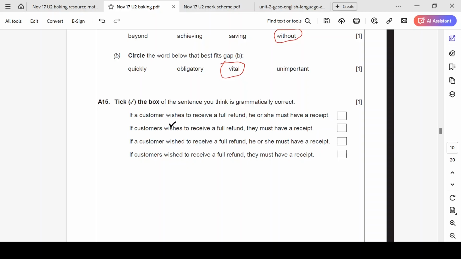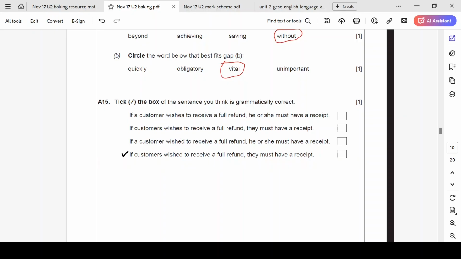If customers wishes to receive a full refund, well, that already doesn't make sense. If customers wish would do, wouldn't it? Or if a customer wishes, but that doesn't really work. I don't think that's grammatically correct. If a customer wished to receive a full refund, he or she must have a receipt. Well, we're kind of talking about something in the future here, aren't we? Something that you want to get a refund. Wished is the wrong tense. It feels like that's already happened. That doesn't feel right to me either.